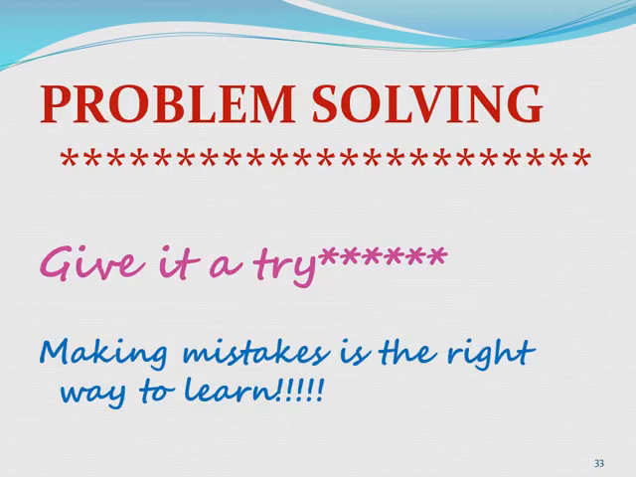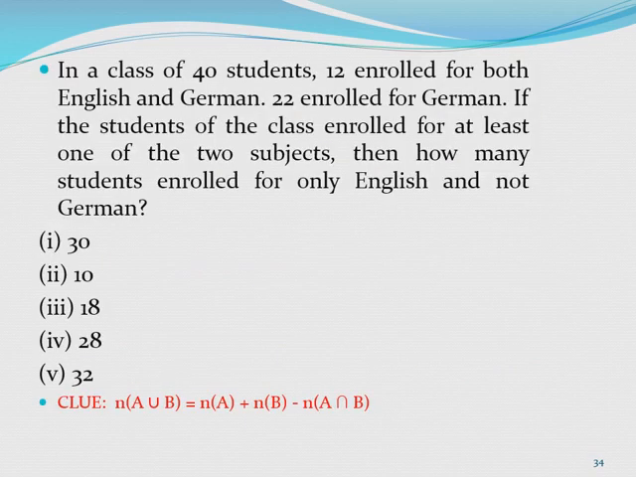Every module, once completed, will have a problem solving session. Give it a try. Once again, I repeat, making mistakes is the right way to learn. So we are here with the first question. In a class of 40 students, 12 enrolled for both English and German, 22 enrolled for German. If the students of the class enroll for at least one of the two subjects, then how many students enroll for only English and not German?